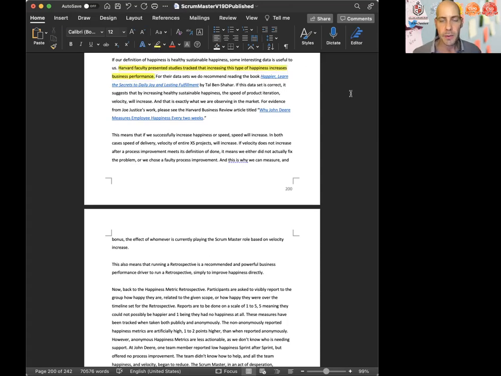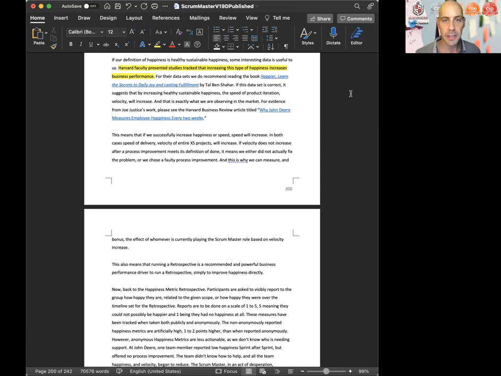For their data sets, we do recommend reading the book Happier, Learn the Secrets to Daily Joy and Lasting Fulfillment by Tal Ben-Shahar. If this data set is correct, it suggests that by increasing healthy, sustainable happiness, the speed of product iteration, velocity, will increase. And that is exactly what we are observing in the market.